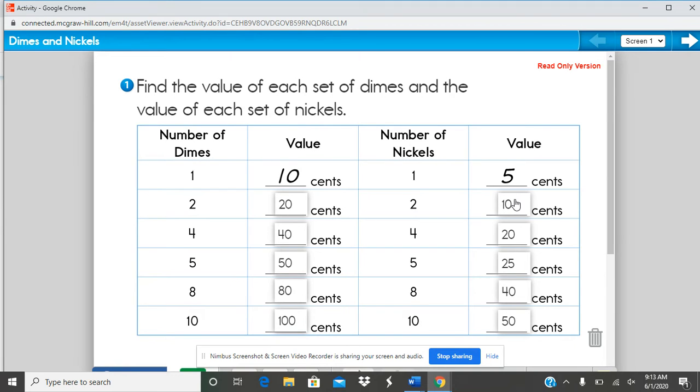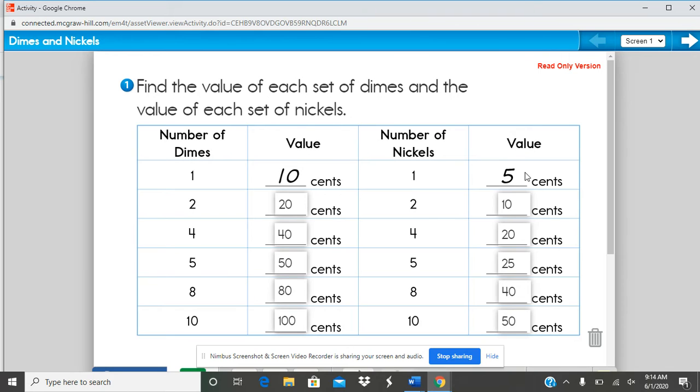Are you seeing what I'm seeing where 5 plus 5 is 10? 10 plus 10 is 20. 20 plus 20 is 40. 50 plus 50 is 100. So if I double my nickels, right, it's going to equal the value of the dime. Right? Because when you double 5, which is 1 nickel, you're going to get 10, which is 1 dime.